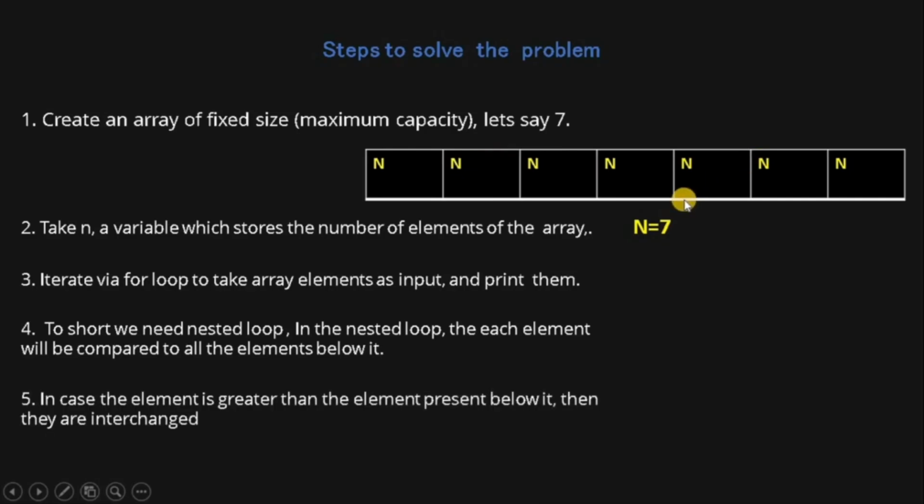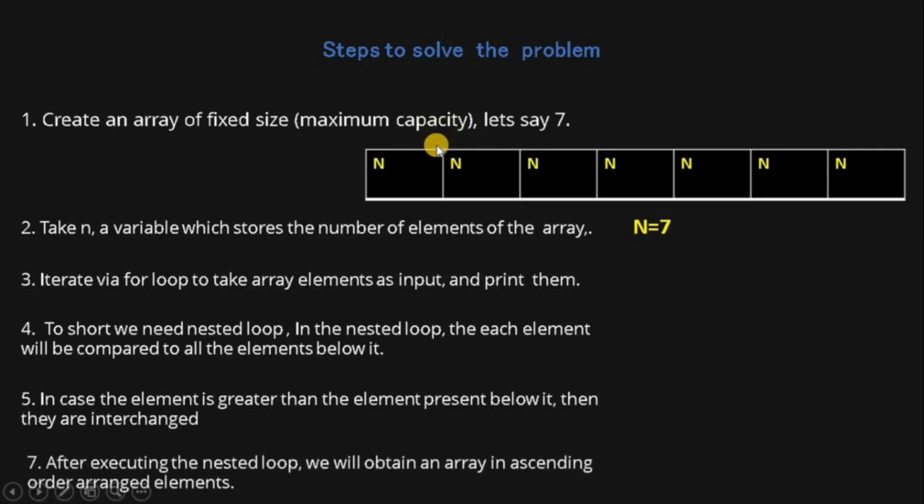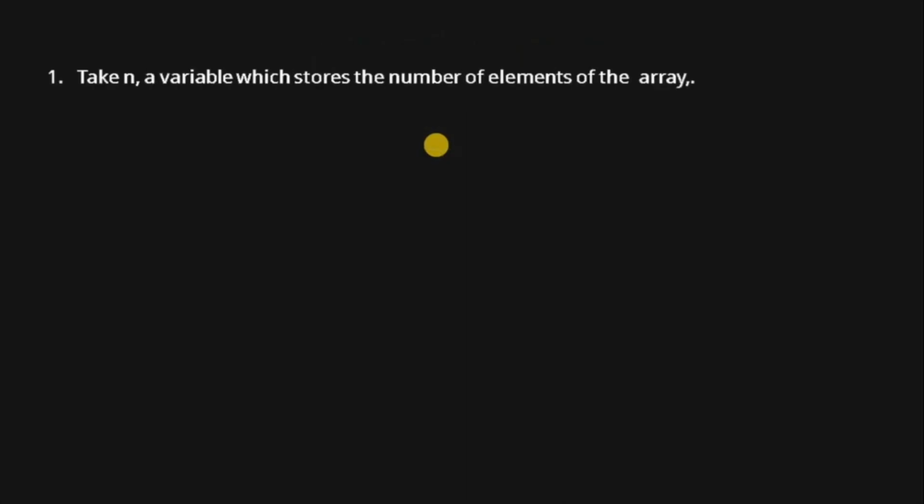And in case the element is greater than the elements present below it, then they are interchanged. So the logic is, if number 1 is greater than number 2, then it will exchange. Okay, so these two will be exchanged. After executing the nested loop, we will obtain an array in ascending order. So let's do the program.